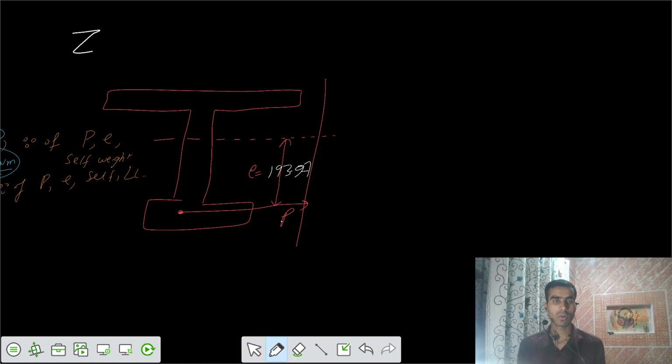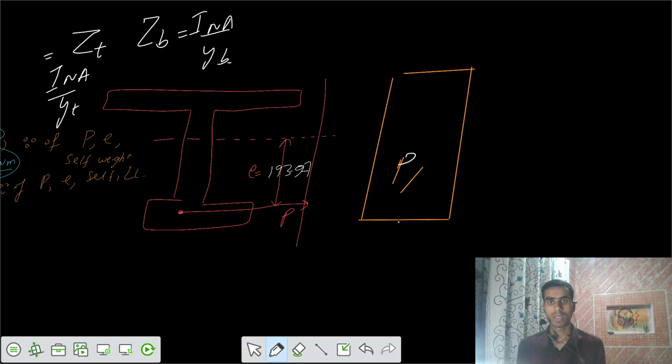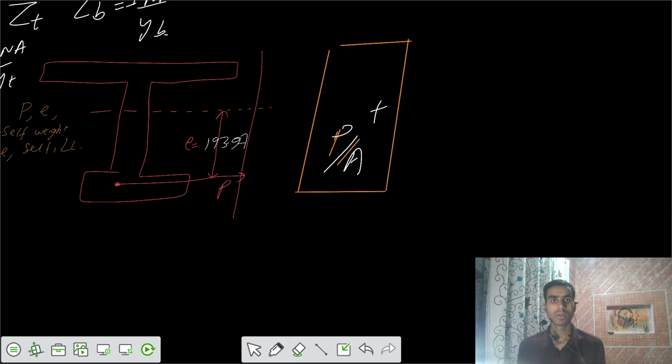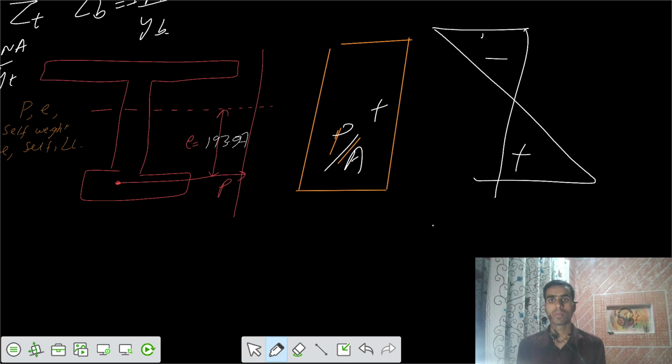So here we are not going to use that Z. We can have the value of Z as Z top and Z bottom, corresponding to I neutral axis divided by Y top. Similarly, this one is your I neutral axis divided by Y bottom. Okay, let's have the stresses now. This one is your P by A, positive, compressive, and because of the hogging bending moment, we will be having negative at the top and positive at the bottom.